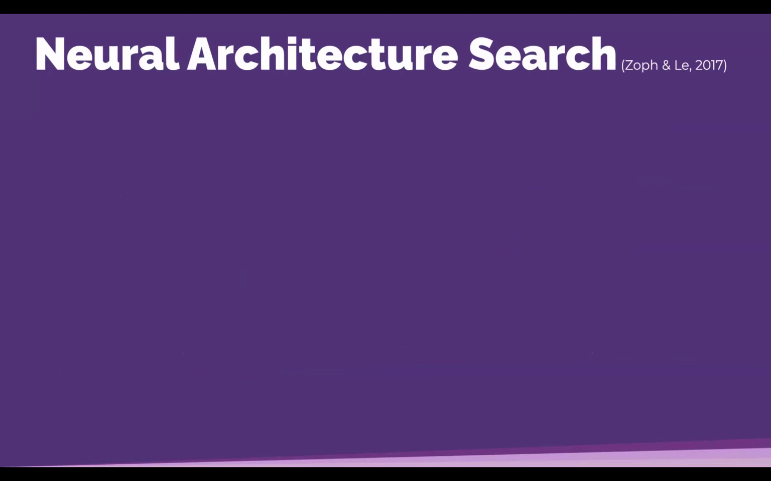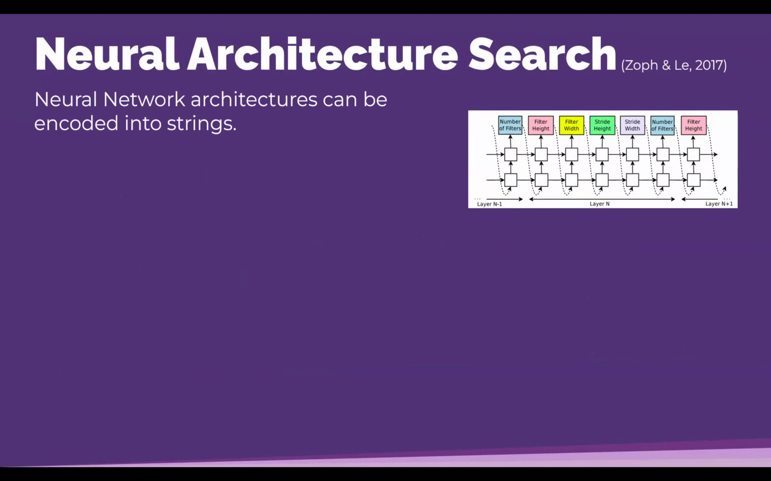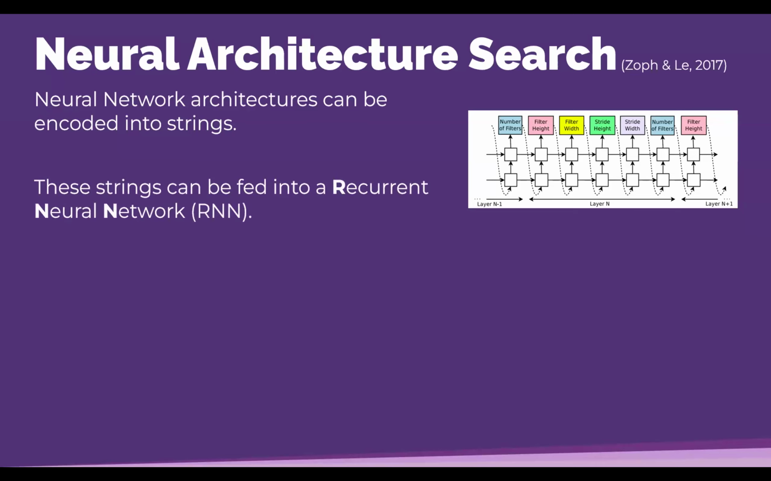So I think at this point it's probably a good idea to talk about the original neural architecture search algorithm, which was made by Zoph and Le in 2017. Basically the main idea of it was that they realized that neural network architectures can be encoded into strings. And this is the image they give in their paper, where they tokenize the number of filters, the filter height, the stride height, stride width, etc. for each layer, and feed that into a recurrent neural network, which is a neural network that's very good at doing text prediction.